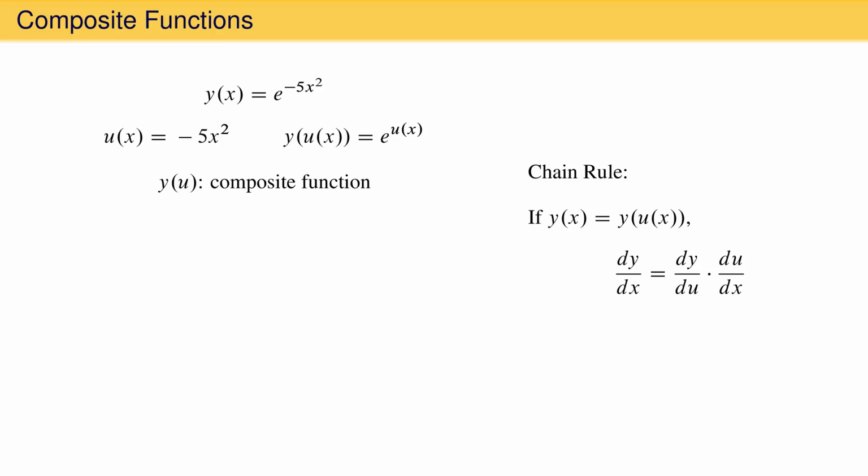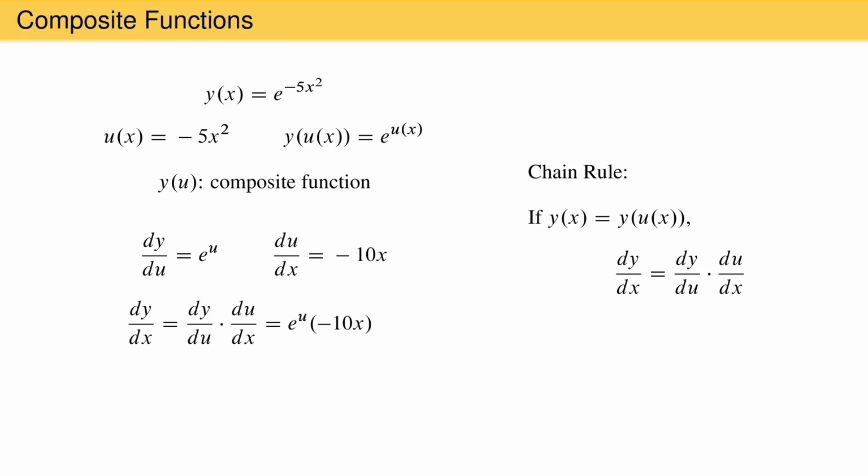Returning to our example function, the derivative of y with respect to u is e to the u. The derivative of u with respect to x is minus 10x. According to the chain rule, the derivative of the original function with respect to x is the product of dy du and du dx. We have these quantities already, therefore the derivative is e to the u power times negative 10x. Rewriting this more nicely, we have negative 10x e to the u. Substituting u back in, we have negative 10x times e to the negative 5x squared.